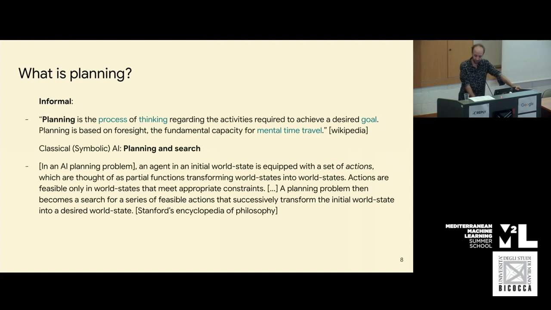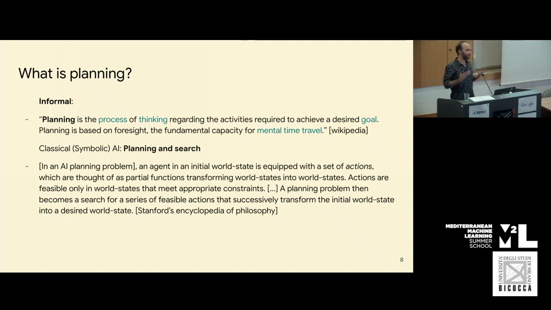So this is a definition from the Stanford Encyclopedia of Philosophy, slightly reformulated. In an AI planning problem, an agent in an initial world state is equipped with a set of actions, which are thought of as partial functions transforming world states into other world states. Actions are feasible only in world states that meet appropriate constraints, and a planning problem becomes a search for a series of feasible actions that successively transform the initial world state into a desired world state. So this is a mouthful.